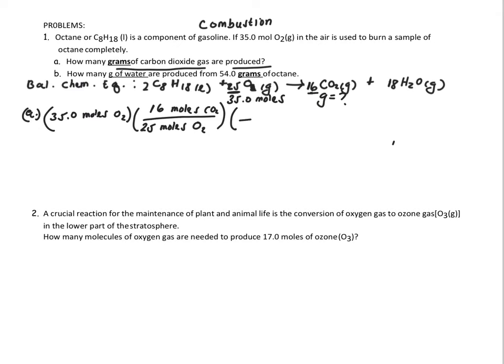And since the problem asks for your grams of carbon dioxide produced, we're going to use the molar mass of carbon dioxide to get to the grams of carbon dioxide. Your moles of carbon dioxide cancels out, moles of oxygen cancels out, and we're left with 986 grams of carbon dioxide.